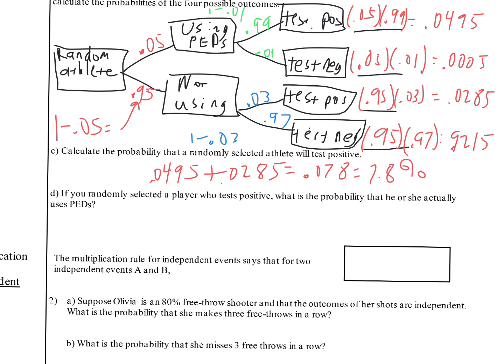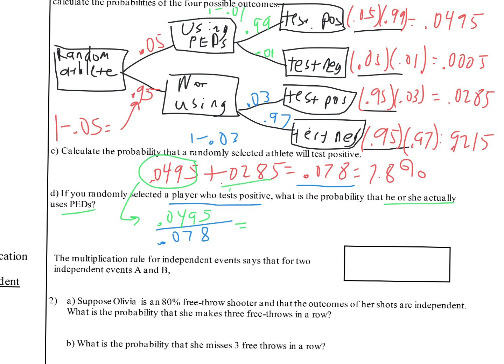Now that is some of the group that is actually using and some of the group that is not. Now if I randomly selected a player who tested positive, so if I'm only picking out of the players that tested positive, that means I'm picking out of these 0.078. That's all the people that tested positive. And then out of that group, how many were actually using PEDs? Well, this was the actually using PEDs group right here, the 0.0495. And so I'm going to move that there.